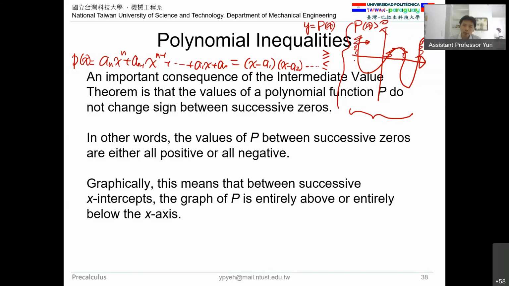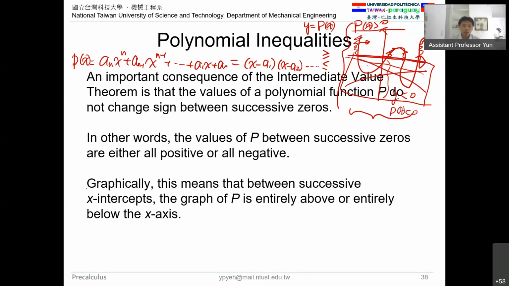And others, for example, in this part here, which belongs to y equal to 0, or in these regions where y is less than 0, or p of x is less than 0, do not belong to the definition of the inequality when p of x is larger than 0. So this just shows you how we define the inequality of the polynomial functions.